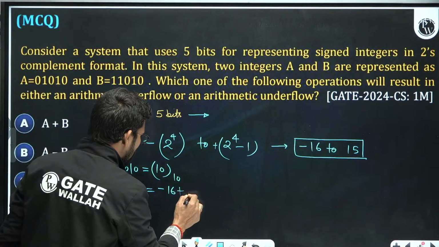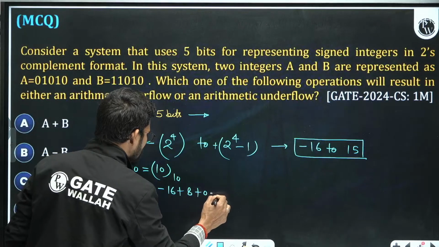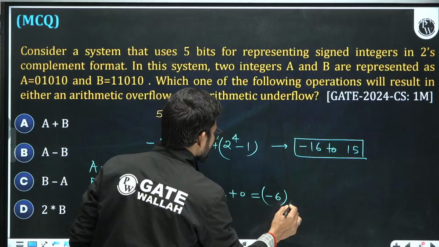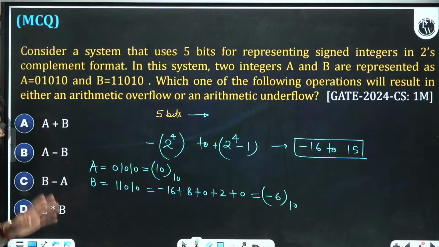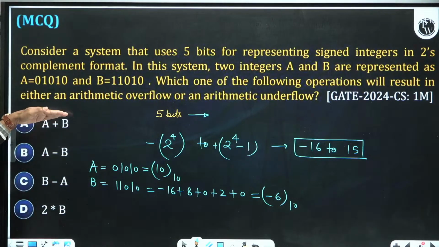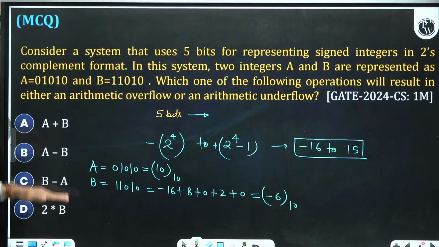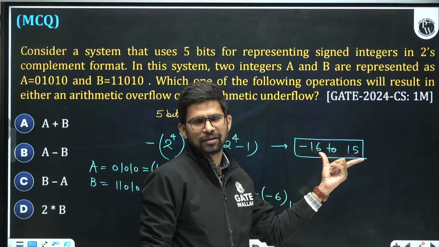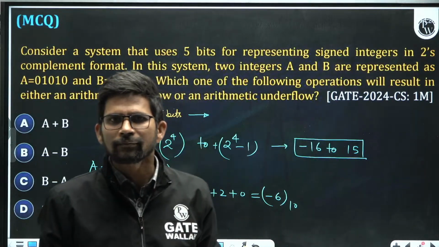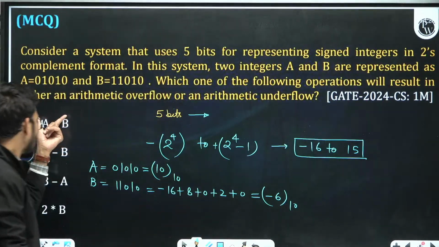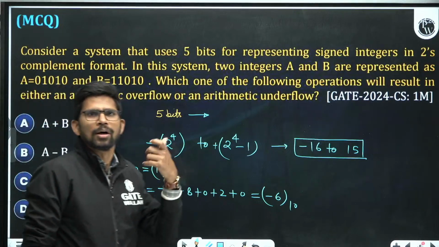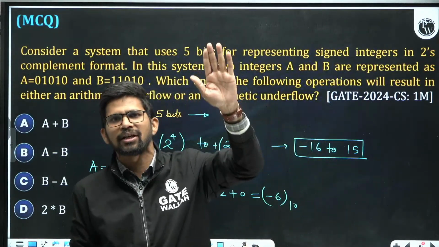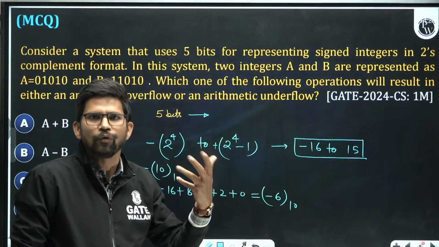Minus 16 plus 8 into 1 plus 4 into 0 is 0 plus 2 into 1 is 2 plus 0. So this is coming out to be minus 6. Now, if any of the given operations results in a number which is outside this range, outside 15 or outside minus 16, then overflow will occur.